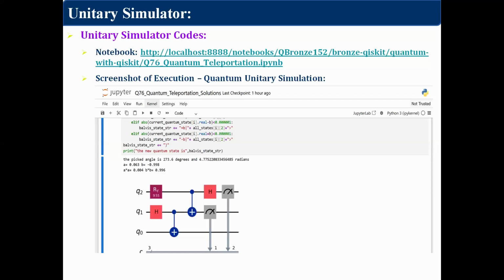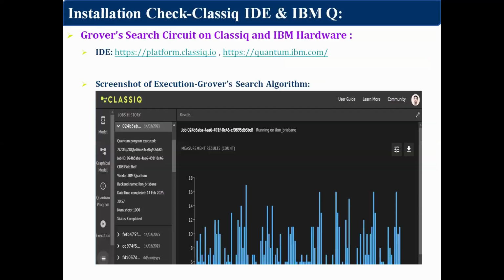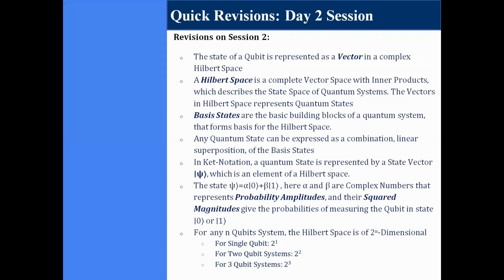Before I start, I would like to give the highlights of the last 2 days' sessions, which are useful and used in today's topic, the Grover search algorithm.